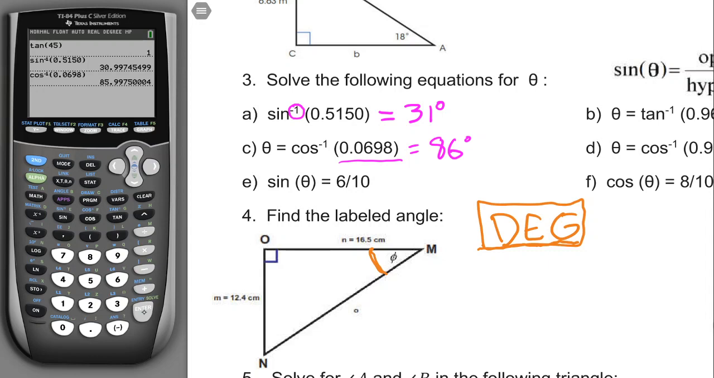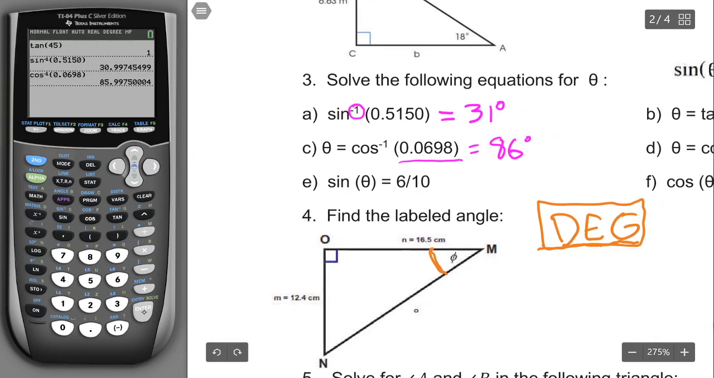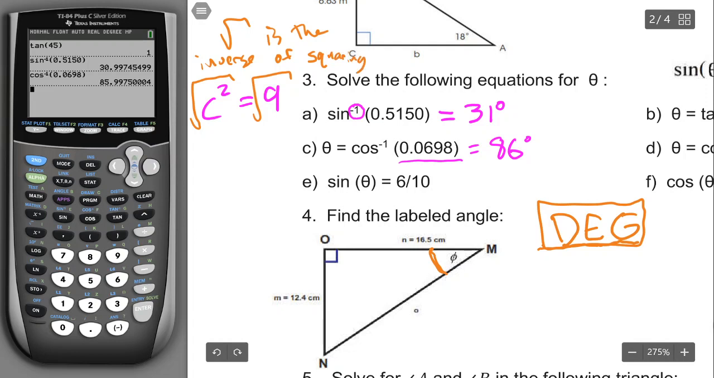All right, so now that brings us to this next example here. Sine of theta equals 6/10. So let's just do a quick review. If you have something like x squared equals 9, or actually, let's make it c, because usually we see this with Pythagorean theorem. So in Pythagorean theorem, if you end up with c squared equals 9, what's your last step? Your last step is to square root both sides, because square rooting is the inverse of squaring.